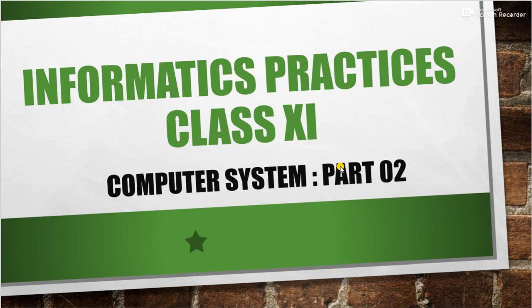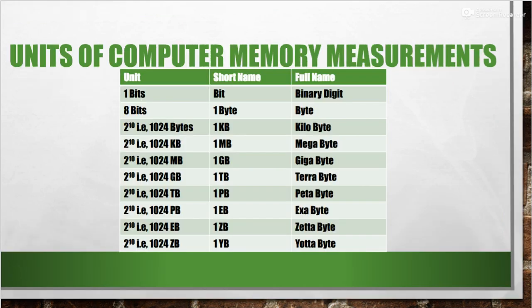Okay, so in our previous session, we discussed very basic things about computer, like what is computer, what is hardware, what is software, what is the logical structure of computer, what is the physical structure of computer, and so on. Now, today in this chapter, we will discuss a few more basic things. The very first thing that we are going to start is the unit of computer memory management. Now see, unit of computer memory management.